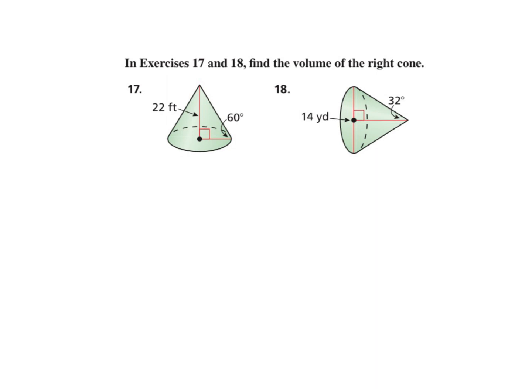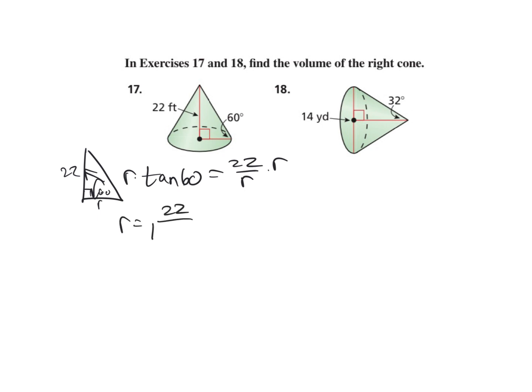17, find the volume. So, all right, here we have a 60-degree angle. This is 22. We need the radius. So we're going to use SOHCAHTOA. We have the adjacent side and the opposite side. So that's tangent of 60 equals the opposite over the adjacent. Multiply by r to get it out of the denominator, so r equals 22 divided by the tangent of 60. This is just to get the radius. So 22 divided by the tangent of 60 on your calculator will give you 12.70.